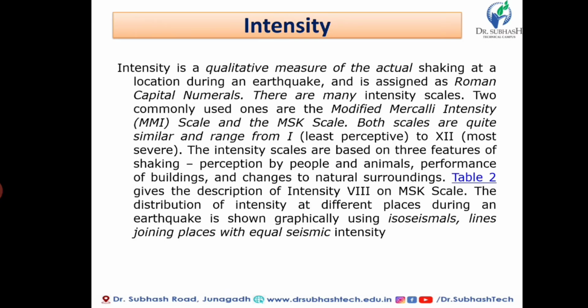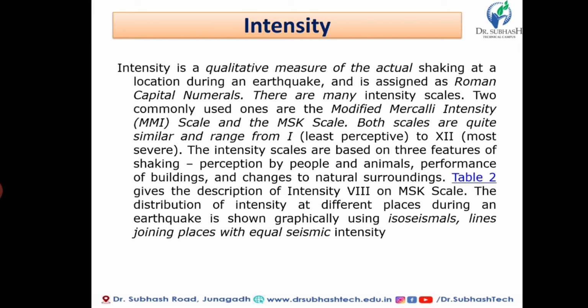So this scale is measured in Roman capital numbers. There are many intensity scales. Two commonly used are the Modified Mercalli intensity scale and the MSK scale. Both scales are quite similar and range from Roman 1, meaning least perceptible, to 12, most severe. So the intensity measure has a lower limit of Roman 1 and a higher limit of Roman 12. How can it be decided? Of course you have that question in your mind.